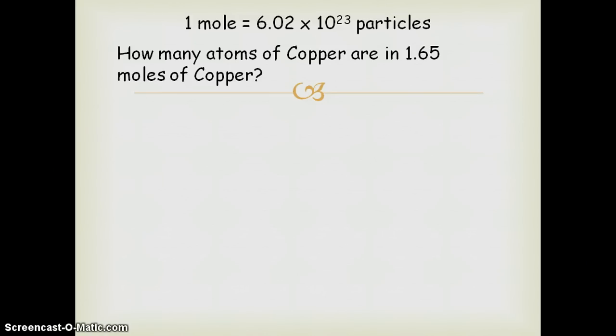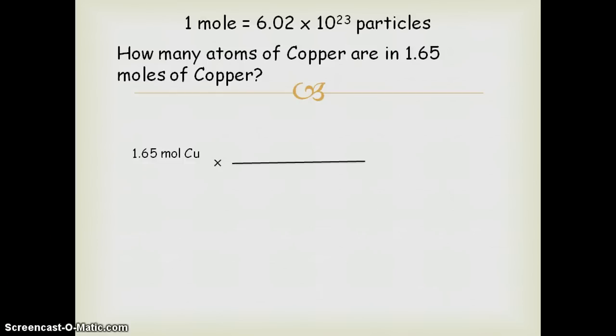The first thing you need to remember is that you always take the information that you are given in the problem and you put that down first. The information given in the problem goes into the dimensional analysis in the upper left-hand corner. So we put that down. We know that we have 1.65 moles of copper.